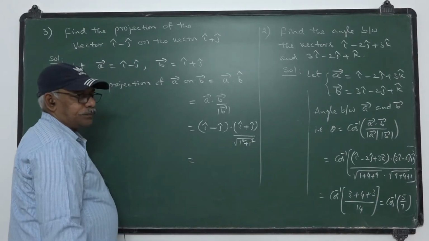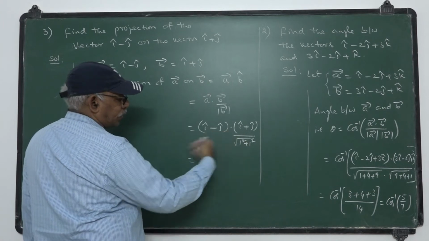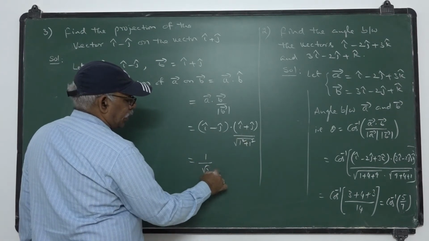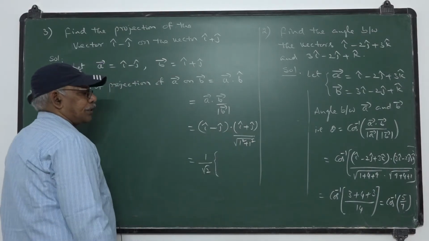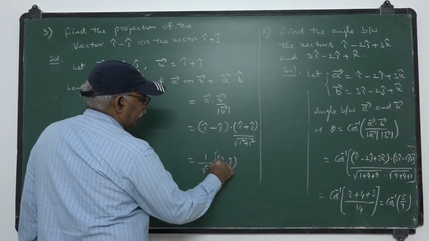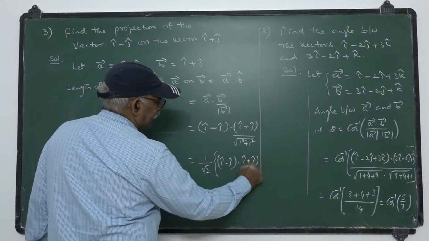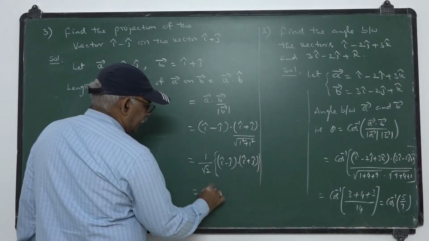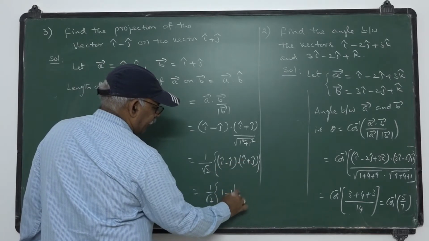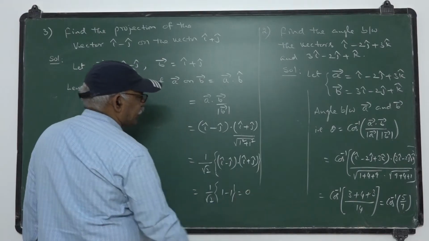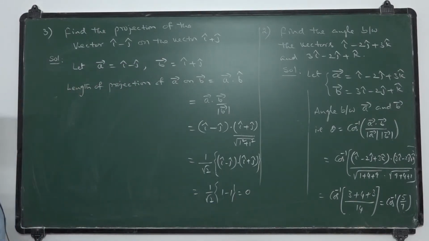Clearly this is a scalar. The scalar involved in the dot product can be taken as common here. Hence 1 by root 2 into the dot product may be written in between these two vectors, i minus j dot i plus j. This is 1 by root 2 into the dot product, here 1 minus 1, which is 0. So hence totally 0. The length of the projection of A bar along B bar is 0.